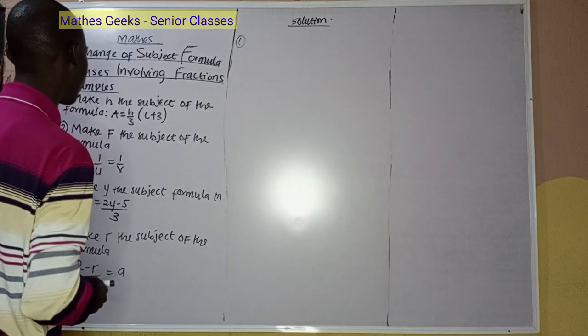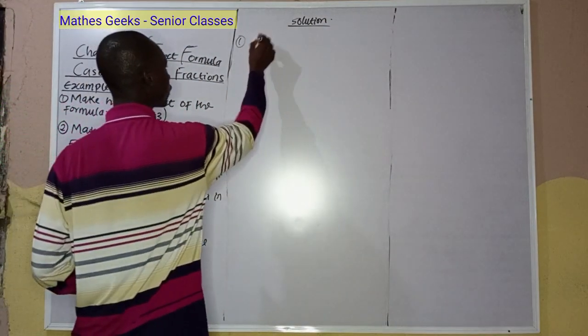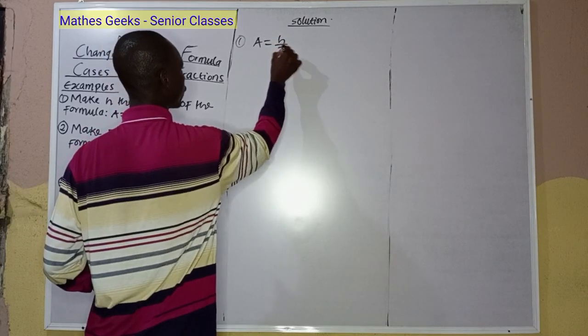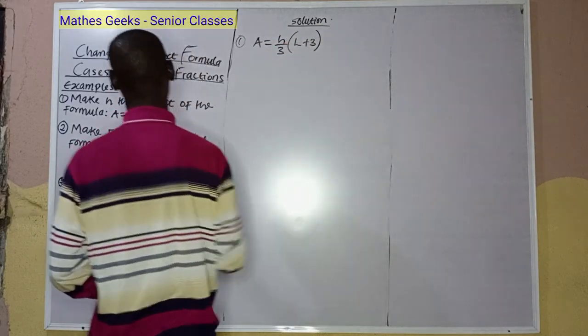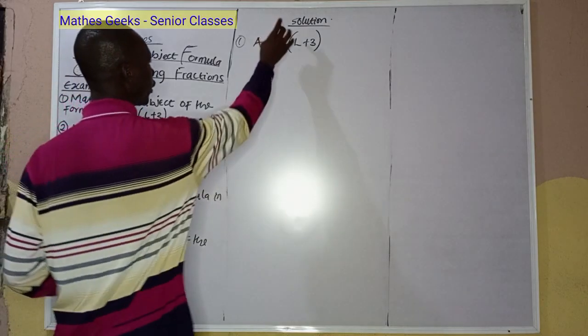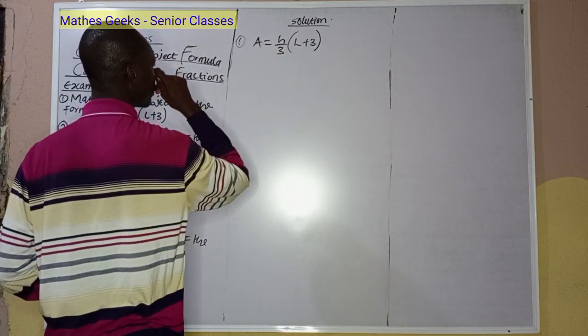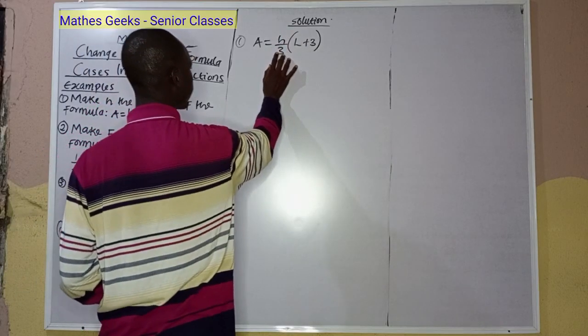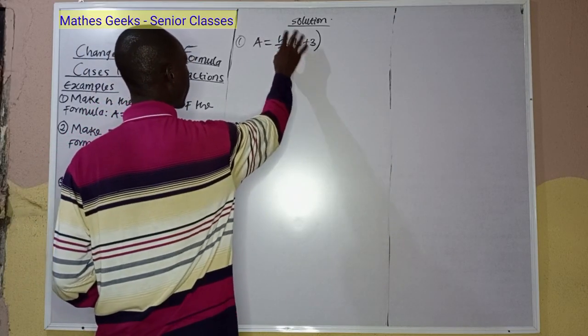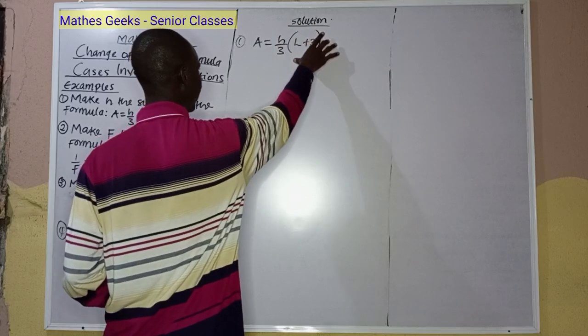Solution number 1, make h the subject of the formula. So a is equal to h over 3 times (L plus 2). So we want to make h stand alone. For us to do that, we need to eliminate 3 from here, because this h over 3 will multiply everything in this bracket.